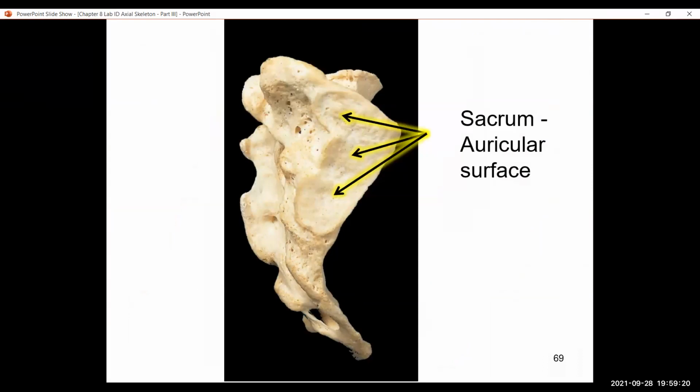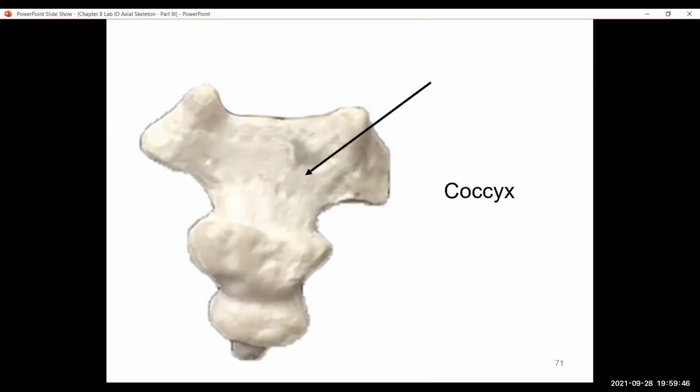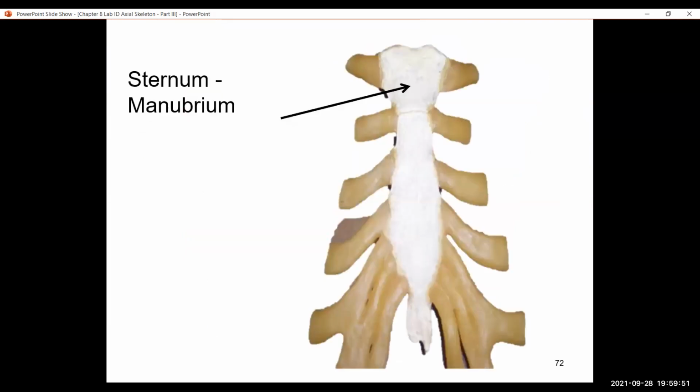And then we have the auricular surface. This is the actual joint surface that is going to articulate with your os coxa, which are your hip bones. So in the pelvis, you won't be able to see this. The only time you can see this structure is when the sacrum is all by itself, when it's not articulating with your hip bones there. Here you can see it from this angle here. There's the coccyx, your tailbone. It's the last division of your vertebral column there.